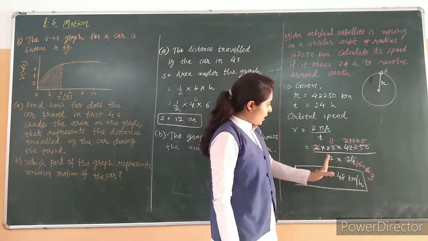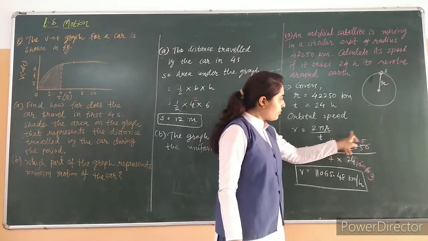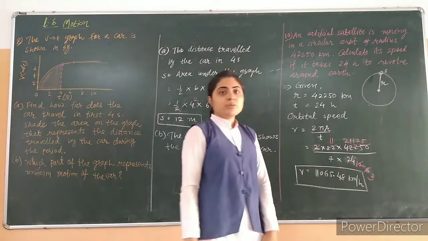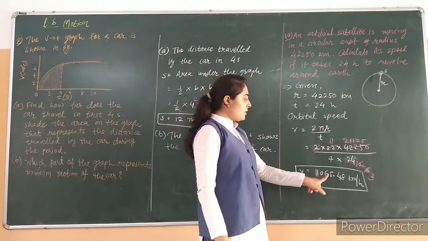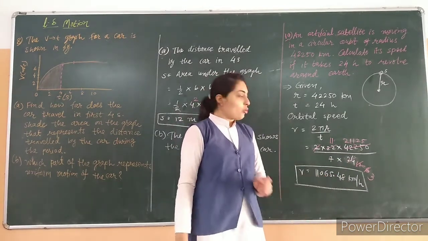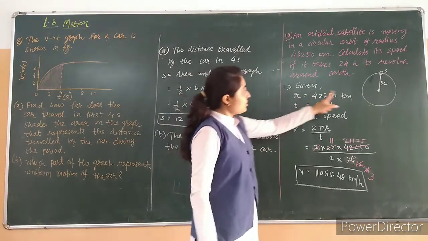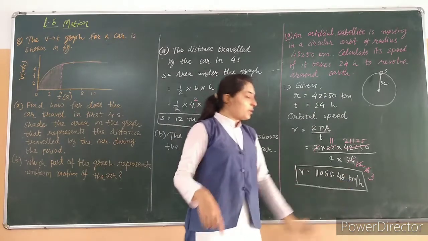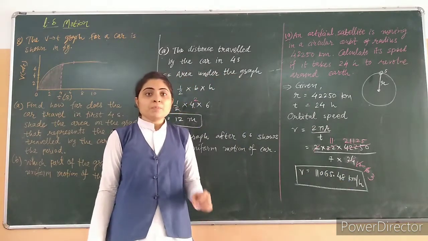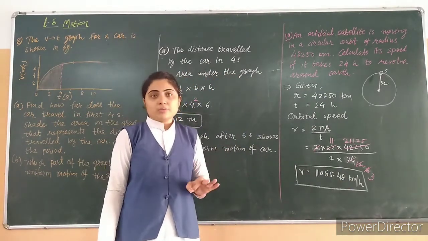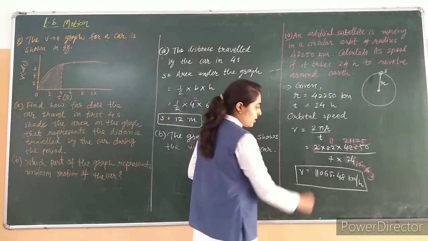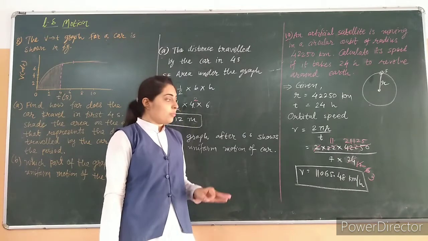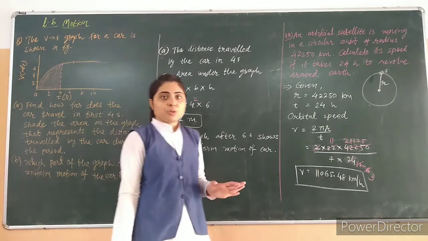Now we can't cut it any further. So multiply 21,125 with 11, and divide by 7 3s are 21. That will give 11,065.48. The radius is in kilometers and time is in hours, so the speed unit will be kilometers per hour. So this will give 11,065.48 kilometers per hour speed. That is the speed of the satellite.